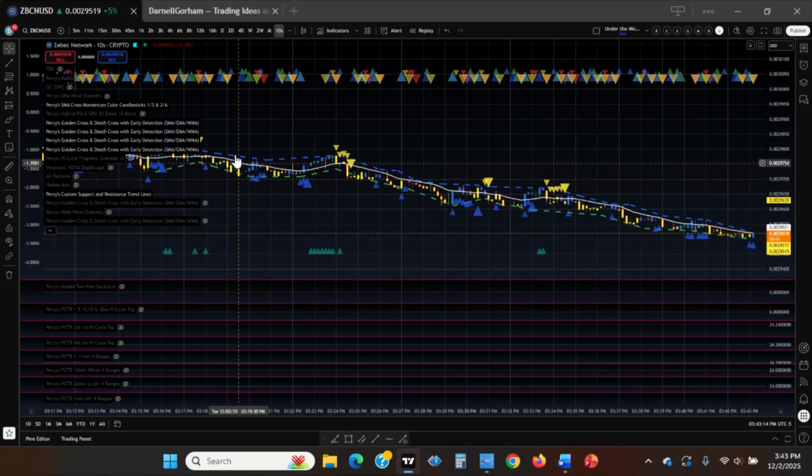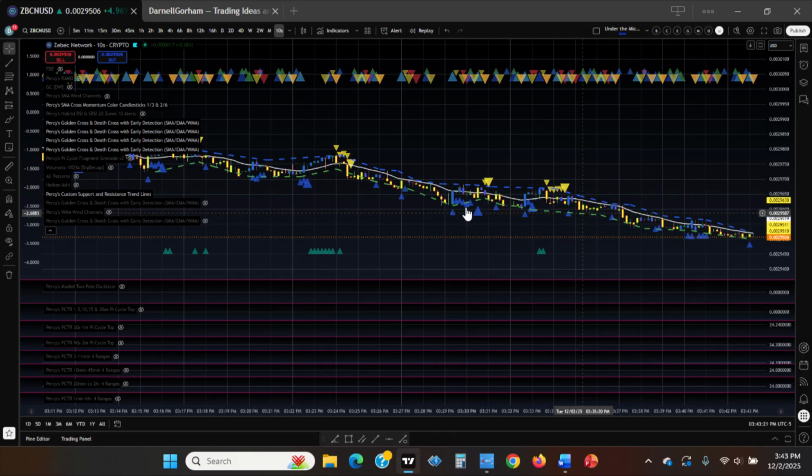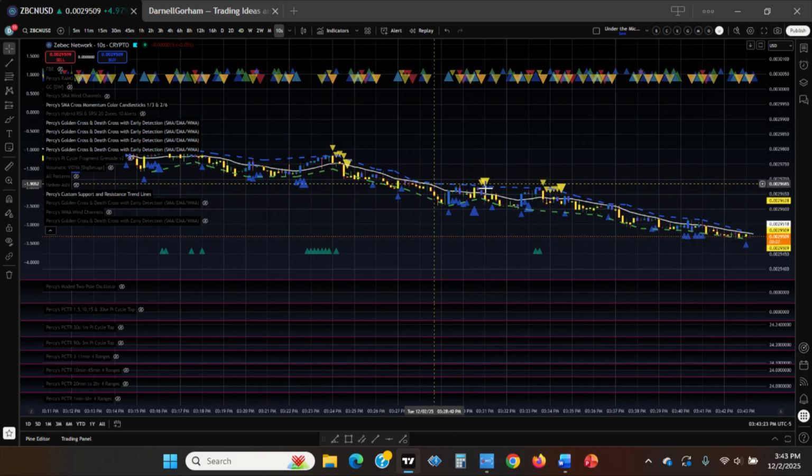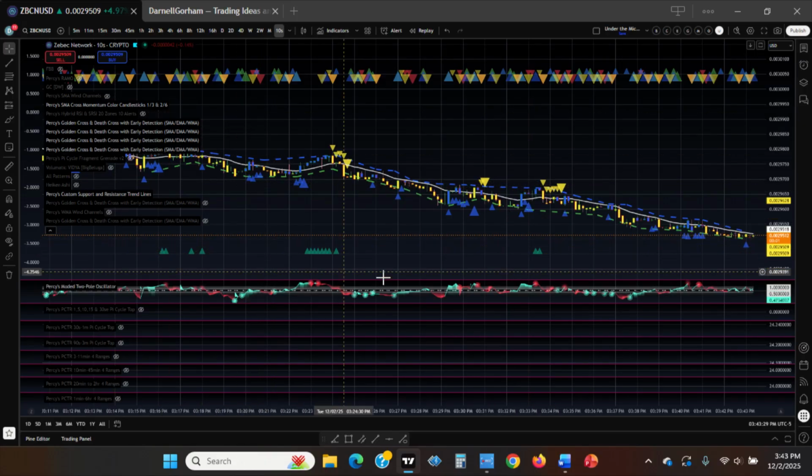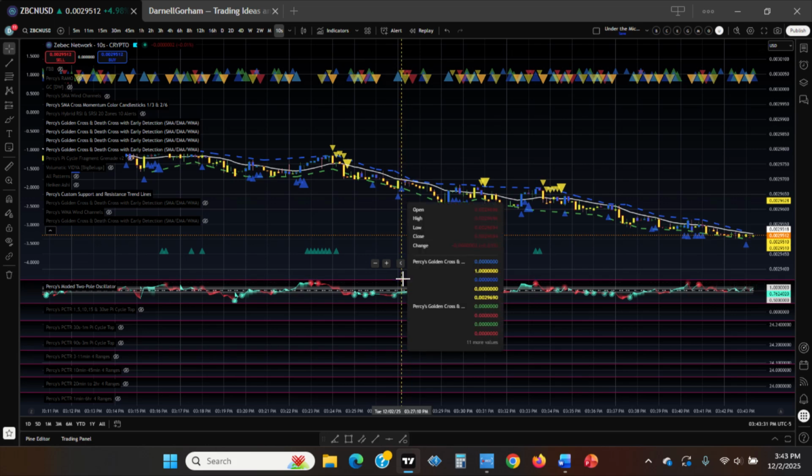What we really want to get to today, and we love the 21 simple moving average in the midst of it, right? 21 simple moving average is moving down, so you have to be cautious. Now, we remember the 2-pole oscillator, yes, because positionally speaking, it can let us know where we are in the chart.